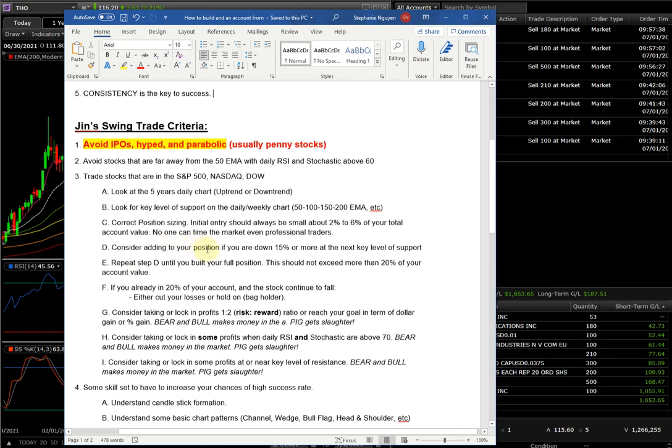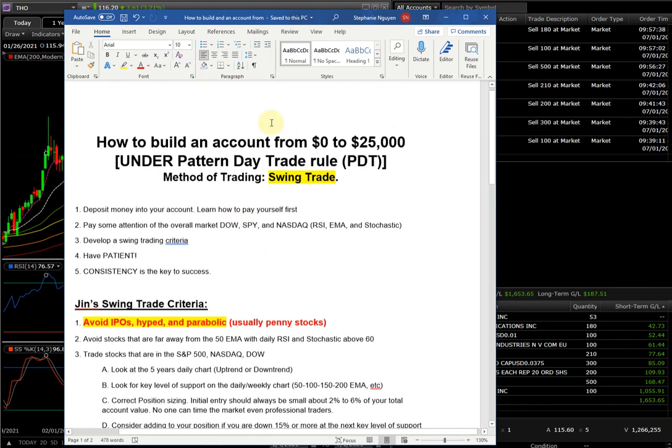Okay, next step. D. Consider adding to your positions. I just talked about that: when you're down 15% or at a key level, that's checked already. That's how you average your cost down. E. Repeat step D until you build your full position. Normally, you do not want to exceed more than 20% of your total account value. Again, if you have a $10,000 account, you want only a $2,000 max position, full size. You do not want to go more than that. If you do go more than that, again, this is for swing trading, not investing.